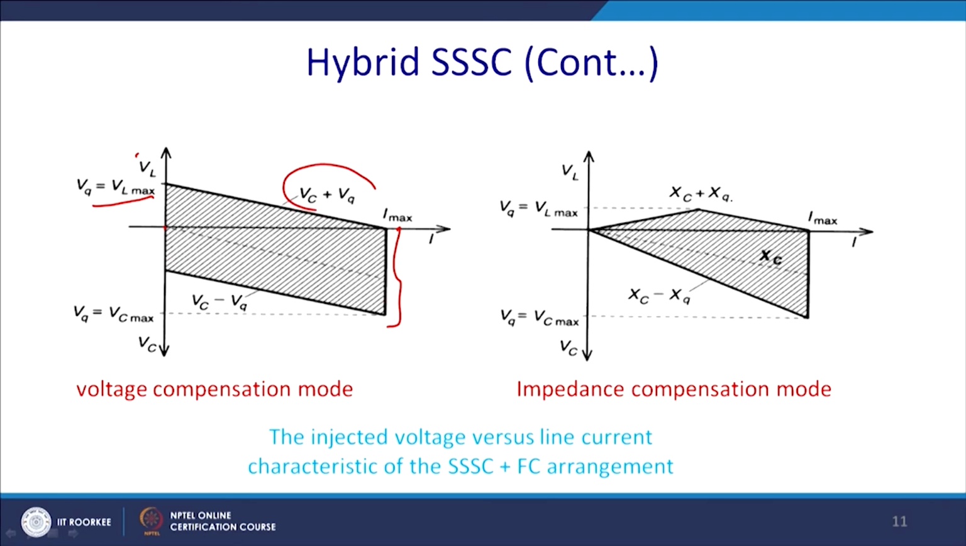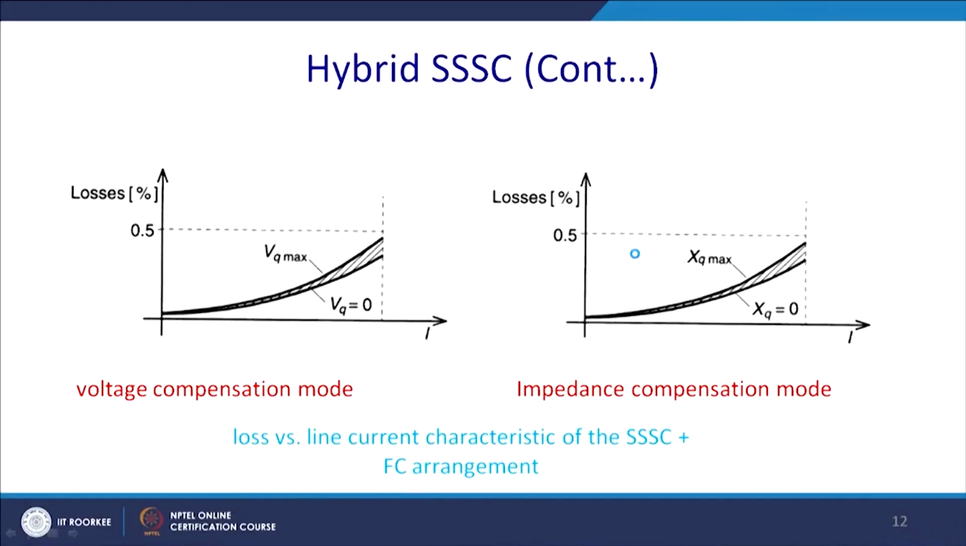Similarly, Vq equal to IL max, and the effective equivalent impedance becomes Vc plus Vq, and in this case it becomes Vc minus Vq. So, this is an impedance compensation mode in the case of the hybrid SSC. Now, voltage compensation mode is similar, and what about the losses? Loss also will be reduced because this rating is 0.5, not 100%, and this is the new VQ max rating, and this is the VQ 0 rating, and it has to operate within this.